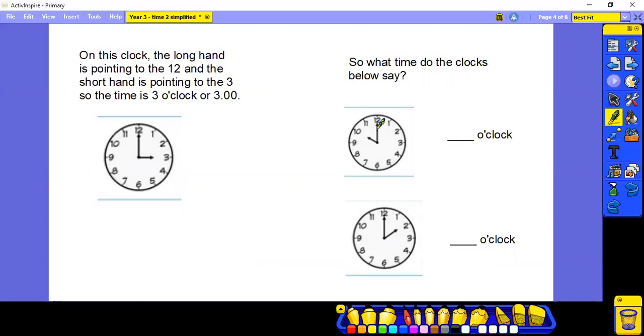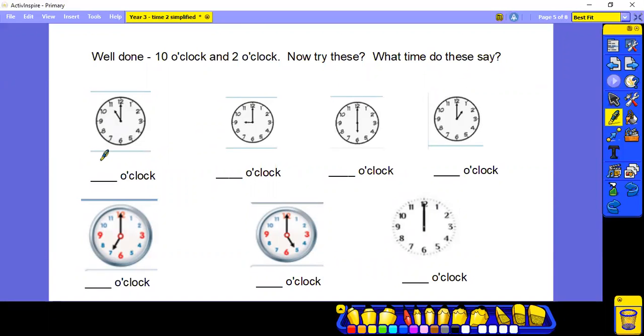So the long hand is pointing to the 12 and the short hand is pointing to the 10. So this clock says 10 o'clock. Here, the long hand is pointing to the 12, the short hand is pointing to the 2, so the time is 2 o'clock. Well done.